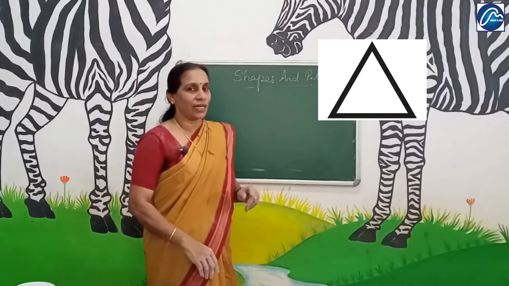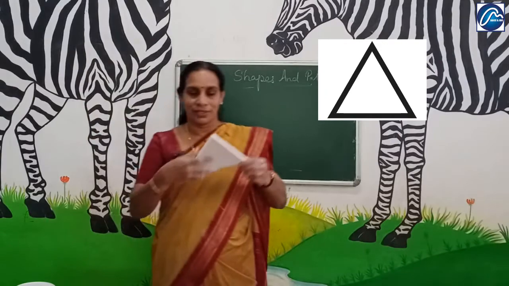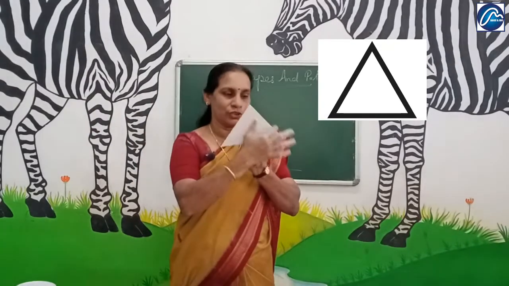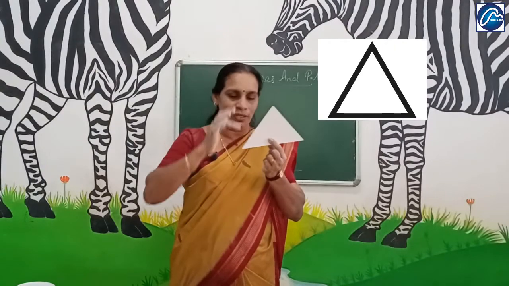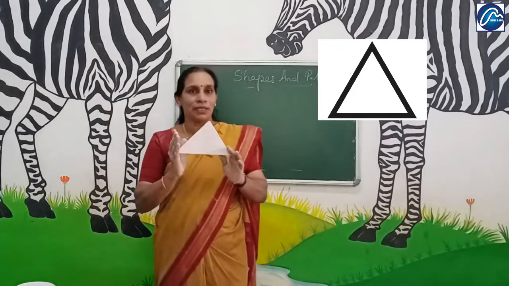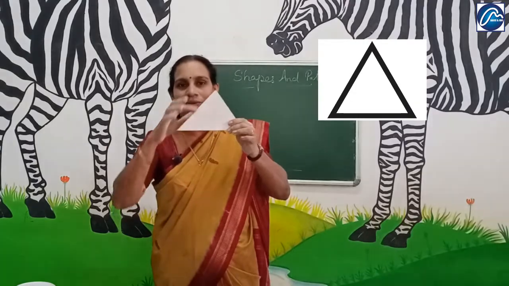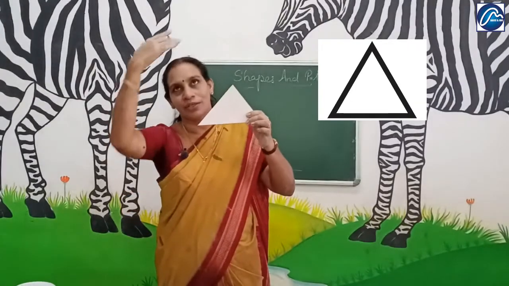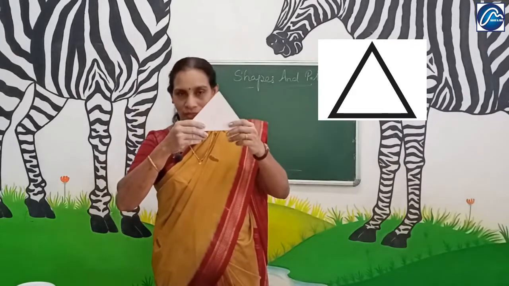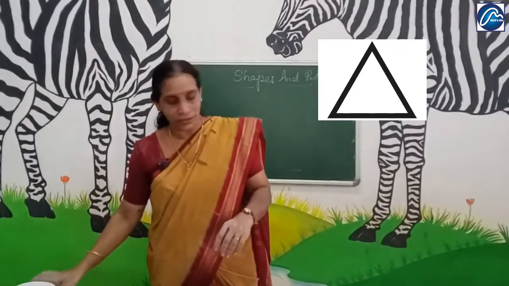This one is a rectangle. Can I show you a triangle? This is the triangle. And you look at this triangle. 1, 2, 3. Three sides, three corners. Okay. So, in this shape, you can see many things. And when you are drawing a house, you will draw this. The roof of the house will always be like this whenever you are drawing a house. Okay. This is a triangle.